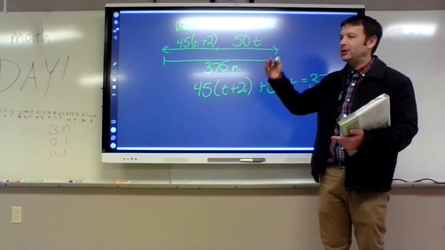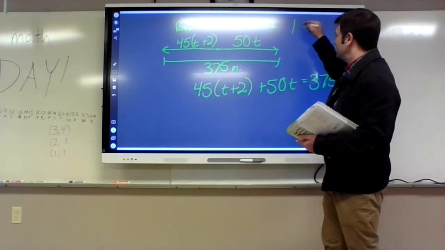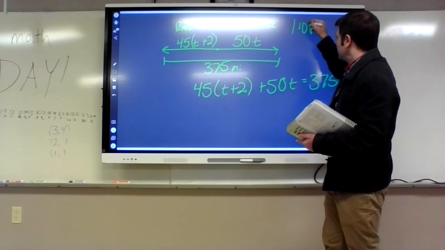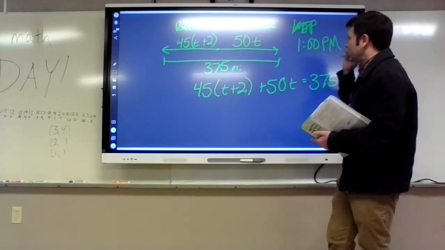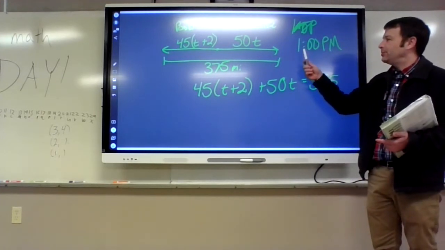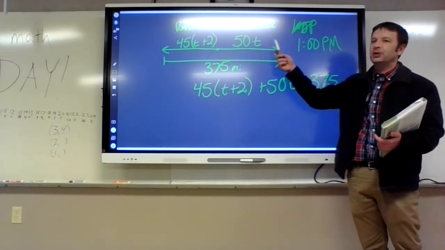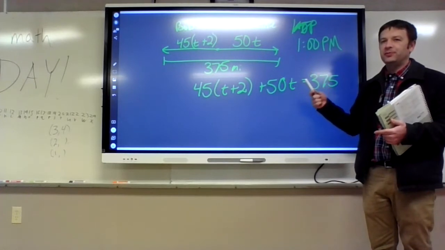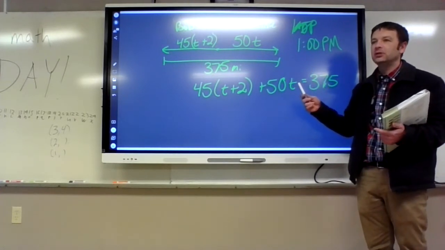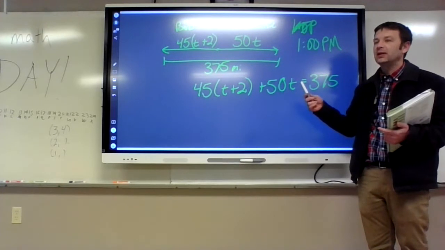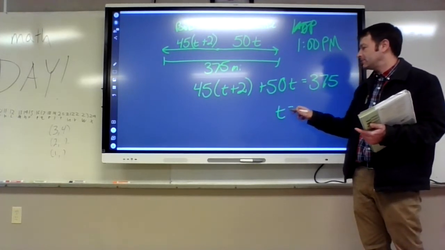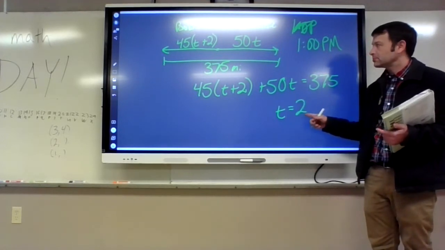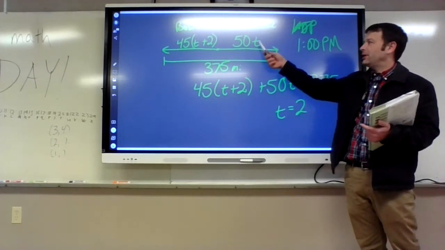So Lane started at 1 p.m., that's what the problem said. If Lane started at 1 p.m. and he traveled for this many hours, how do you figure out what time they were done? Let's say I solve this and I get T equals 2. This is not the answer, but what does that mean? That's how many hours Lane traveled.